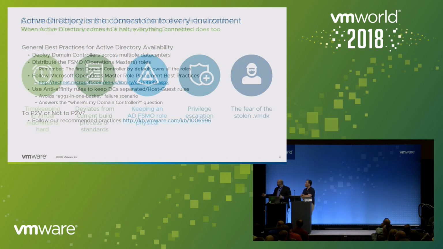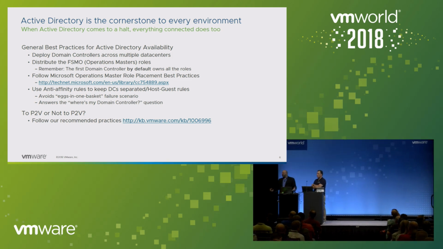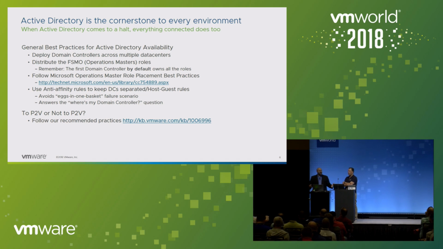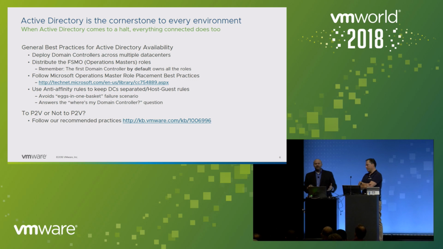Microsoft has a great document here that explains how the roles work and where the best places are to put them. So follow their guidance. Use affinity and anti-affinity rules depending on what you're trying to do. You want to avoid the all eggs in one basket scenario, so make sure your FSMO roles are separated and don't end up on the same server. But some FSMO roles are more important than others, primarily the PDC emulator. So you might want to know where that one is, and you might want to use affinity rules on that one so you know where that host or virtual machine always lives.